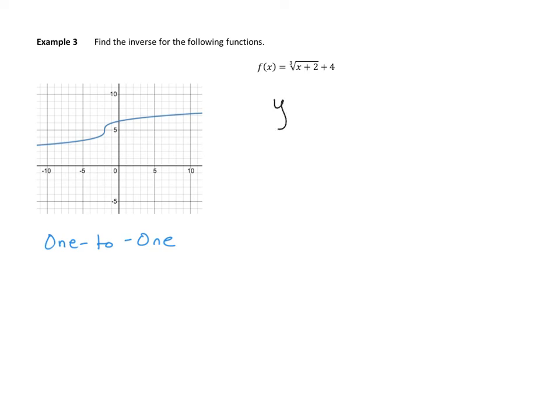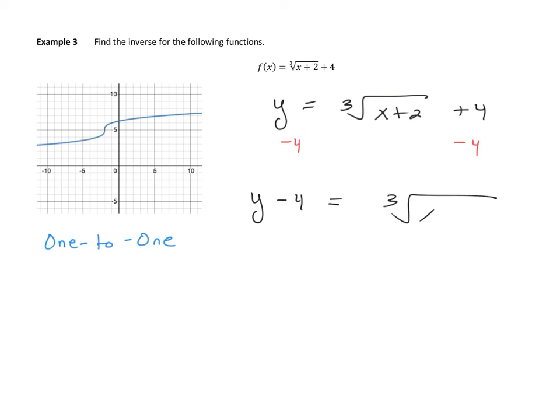Therefore, if you write the equation like this, you are able to solve for the inverse function. All right, let's do it. I guess my first step will be to subtract 4 from both sides of the equation. So we get y minus 4 is equal to the cube root of x plus 2. And then to solve for x, I think I'm going to cube both sides.